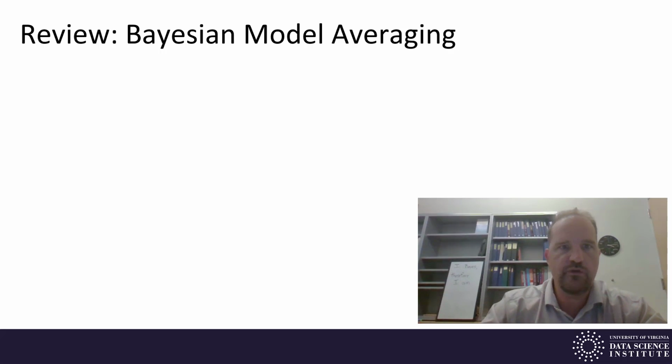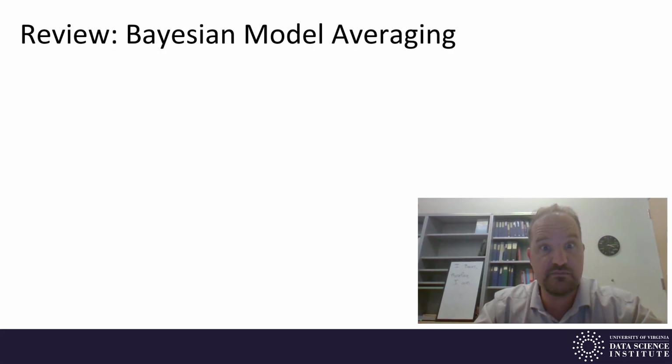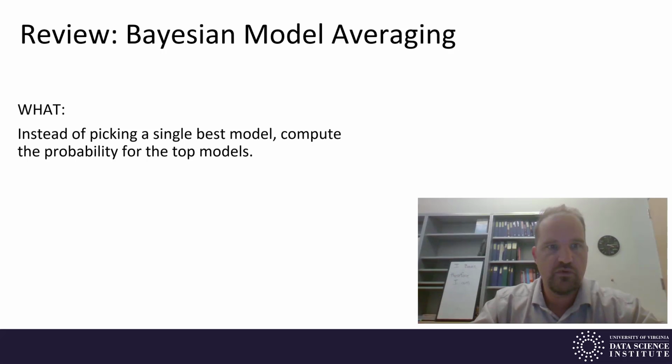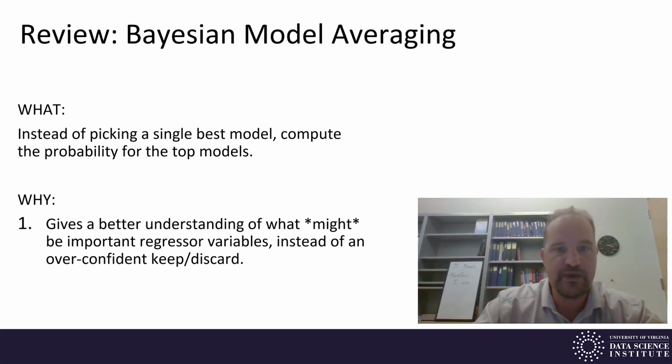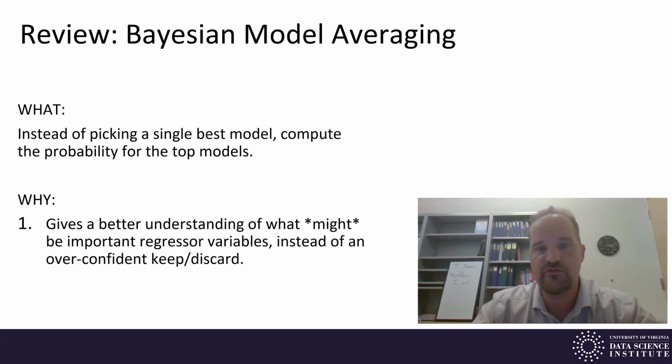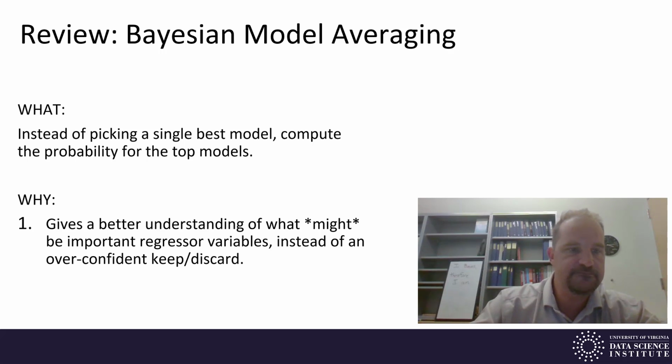Okay, so in review, we've talked about Bayesian model averaging and Bayesian model selection or probabilistic model selection. And in Bayesian model averaging, instead of picking a single best model, we compute the probability for the top models. And that allows us to look across the top models and figure out which ones are really good, which ones are also worth considering. Why do we do this? It gives a better understanding of what explanatory variables or what regressive variables might be important, instead of making an overconfident decision of what we should just keep or discard.